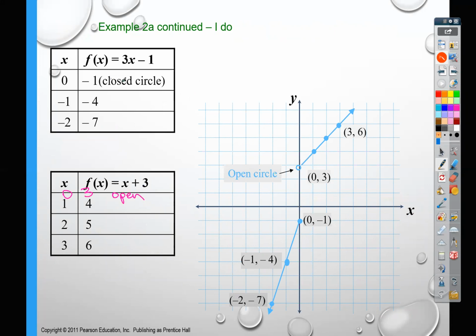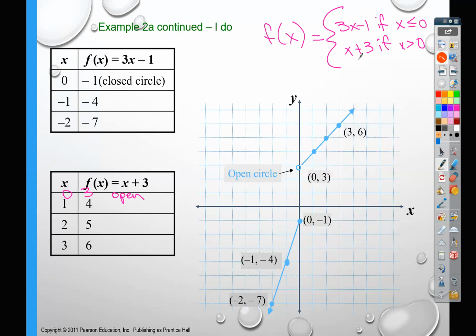Okay, so what do you do? You plot the domain restrictions. So the function, let's see if I can remember it. It was f of x equals 3x minus 1 if x is less than or equal to 0, and x plus 3 if x is greater than 0. Okay, so that was the function that we're graphing.